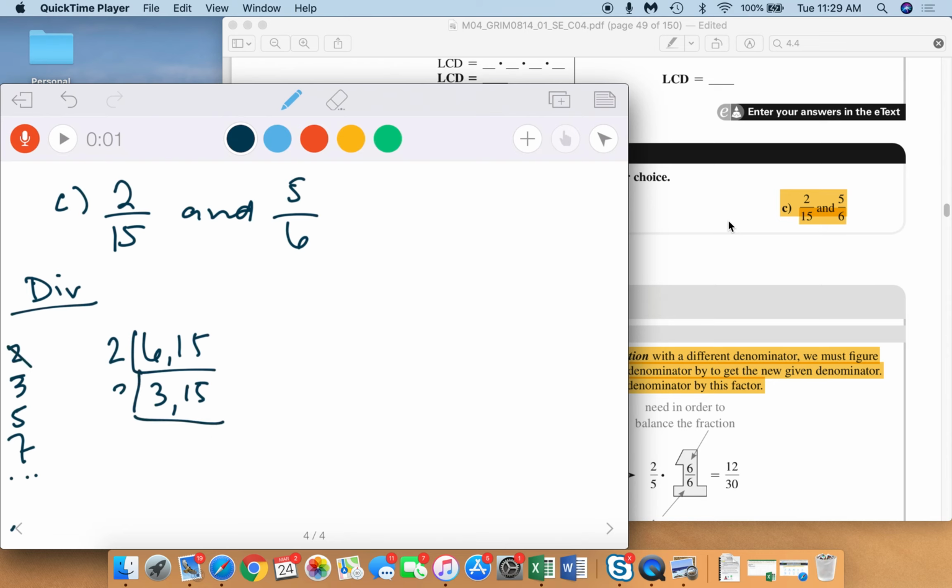We're going to move on to 3. 3 divided by 3 gives me 1, so that means I'm done on this side. 15 divided by 3 gives me 5. There's 1 we're done with, and 5 is not divisible by 3, so we're going to close out the 3. We're going to look at 5 now. We're carrying down the 1. 5 divided by 5 is 1, so we know we're done. So the lowest common denominator equals 2 times 3 times 5. 2 times 3 is 6, times 5 is 30.